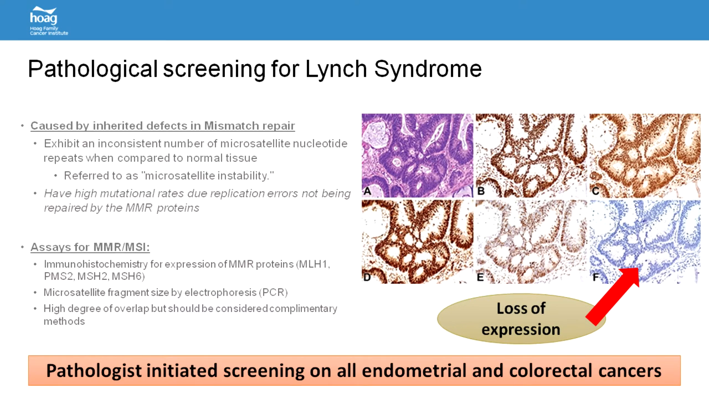So we can do some assays for mismatch repair and MSI high outside of the realm of next generation sequencing. We do in-house immunohistochemistry on all of our colorectal and endometrial cancers. So here is a colon cancer. These are the mismatch repair genes by immunohistochemistry, and you can see their nuclear expression is all intact. In this particular one, this is not intact, so that has loss of expression, and that's what we're looking for as sort of a positive screen. And we do this, as I stated, on all of our endometrial and colorectal cancers.